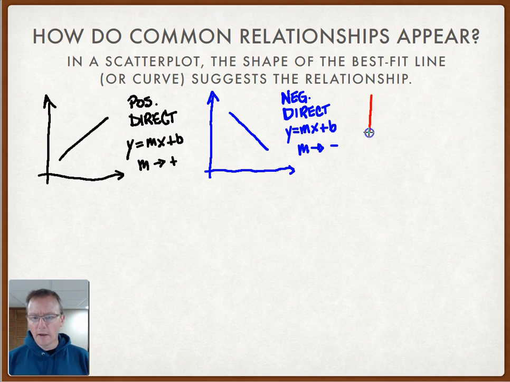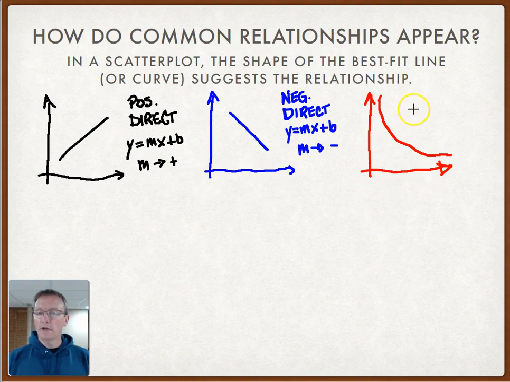Okay, next one. Again, I'm going to draw my XY scatter plot here. And we have a curve, in this case, that starts up here and then bends down like so. Now this one has a special relationship. It's called an inverse relationship.